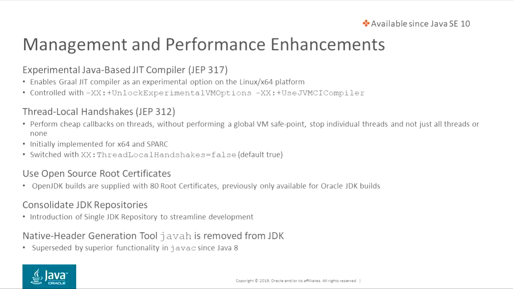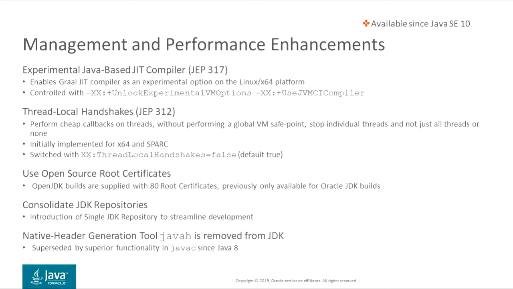Thread local handshake. That's an interesting feature. It's kind of a cheap callback on threads without performing a VM safepoint to stop an individual thread. Just that thread and not all threads, so instead of all or none, you could perform the synchronization with just a particular thread with that safepoint. It's initially implemented in x64 and SPARC and should gradually make its way to all other runtimes. By default, it's actually switched on, but you can turn it on and off.